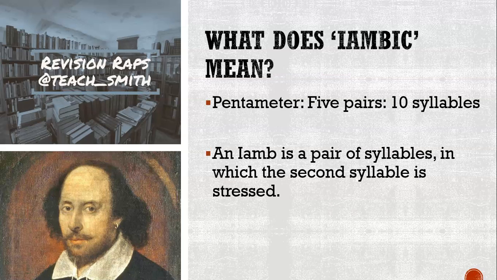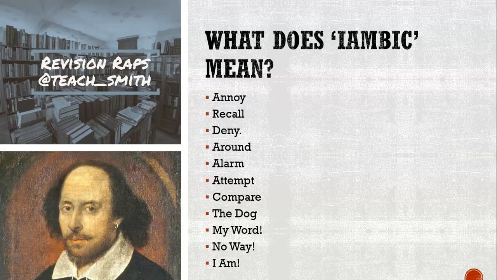So what does iambic mean? Well, we know that pentameter is 5 pairs or 10 syllables. An iamb is a pair of syllables in which the second syllable is stressed or emphasized. What do I mean by that? What do I mean by unstressed, stressed? Annoy, recall, deny, around, alarm, attempt, compare, the dog, my word, no way, I am. I am is probably the easiest way to remember this pair or this pattern, because it's iambic: I am.